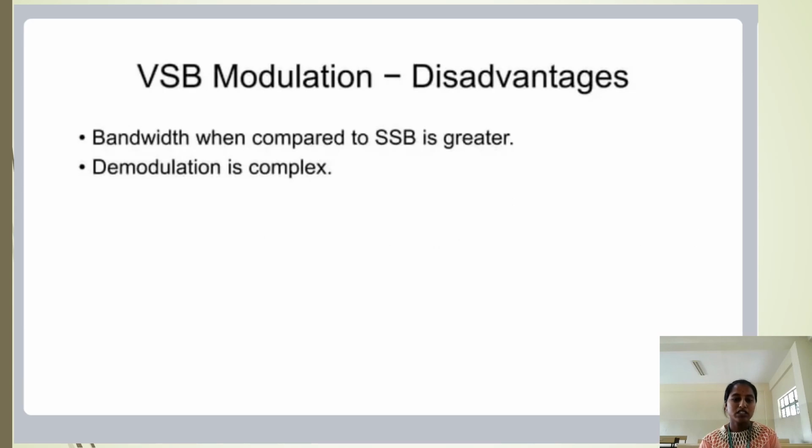Next, we know the disadvantages of vestigial sideband modulation. The bandwidth of vestigial sideband modulation when compared to single sideband modulation is greater, and the demodulation is complex.